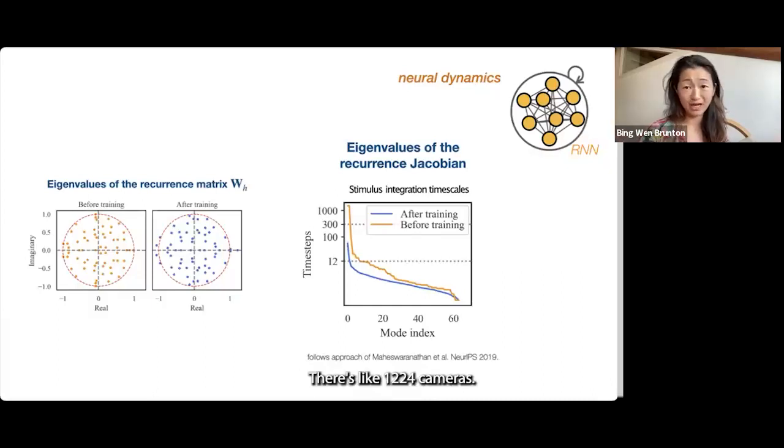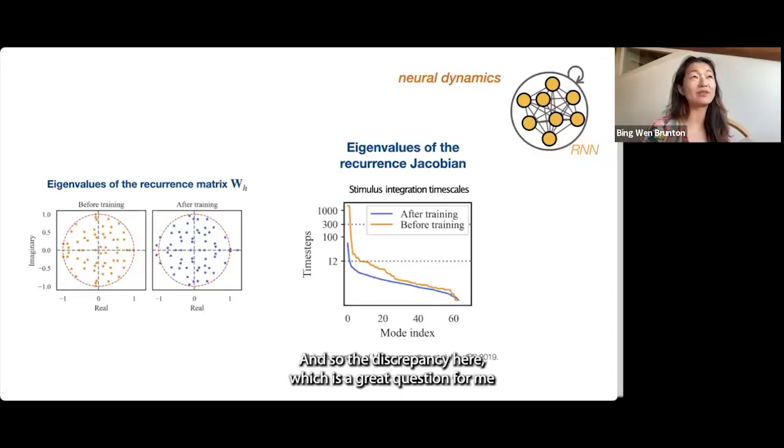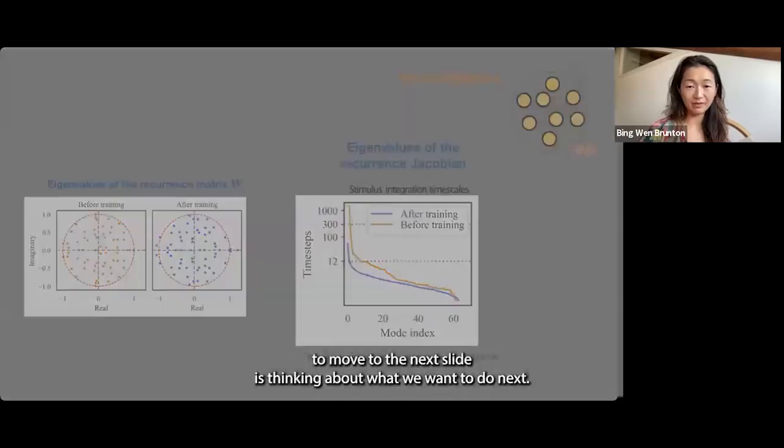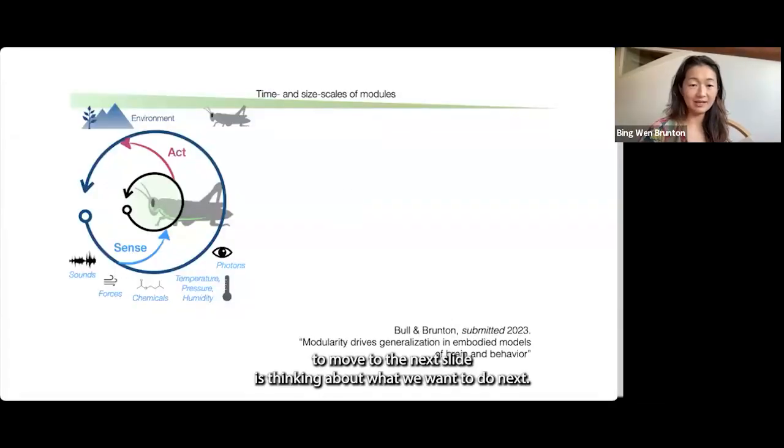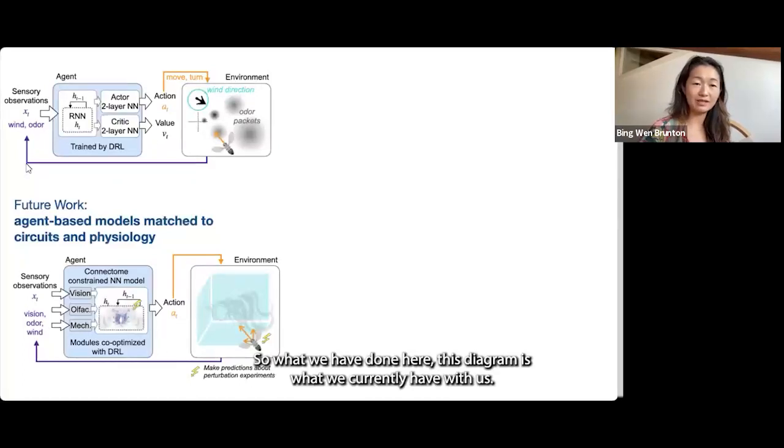There's like 12, 24 cameras or so. And if you are him and you know how to calibrate them all, you can measure them. And so the discrepancy here, which is a great question for me to move to the next slide, is thinking about what we want to do next. So what we have done here, this diagram is what we currently have. It's a little simplified diagram of what we currently have, right?